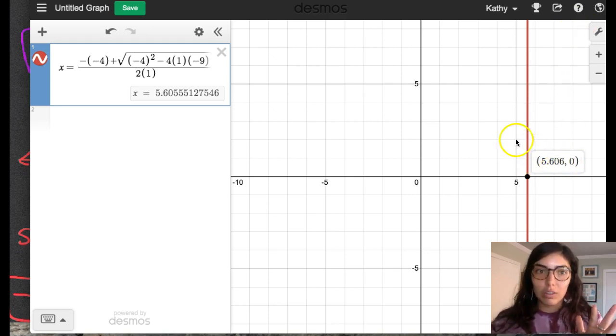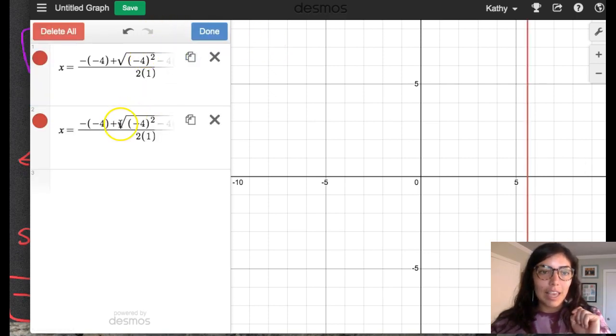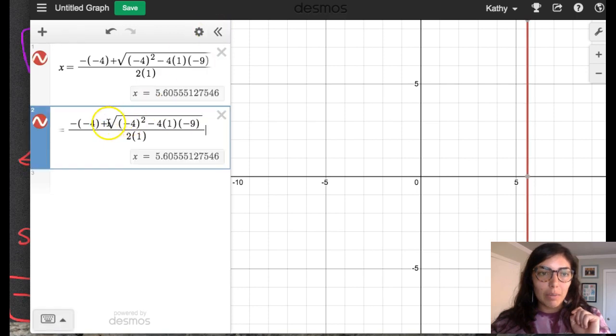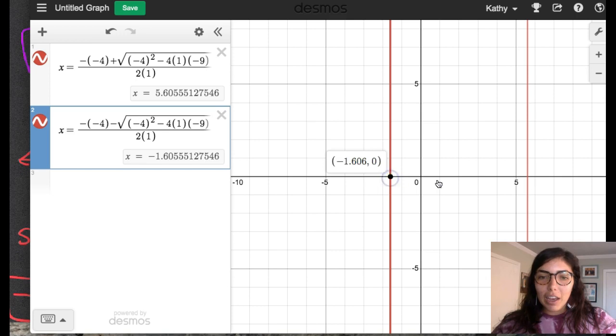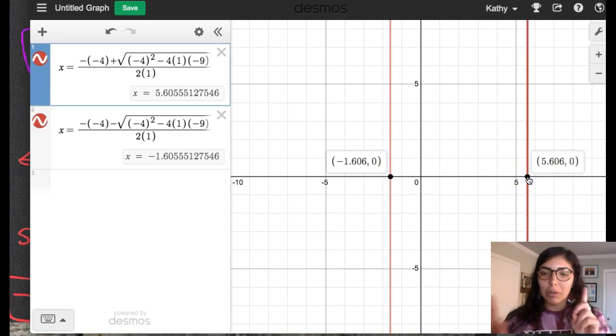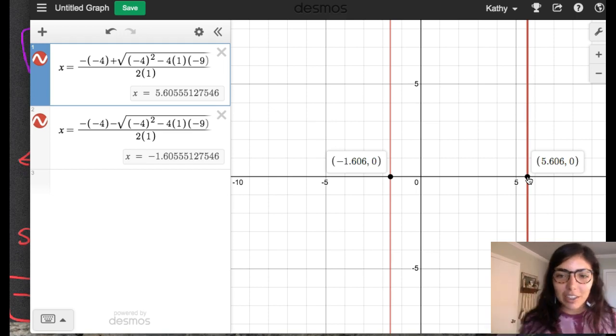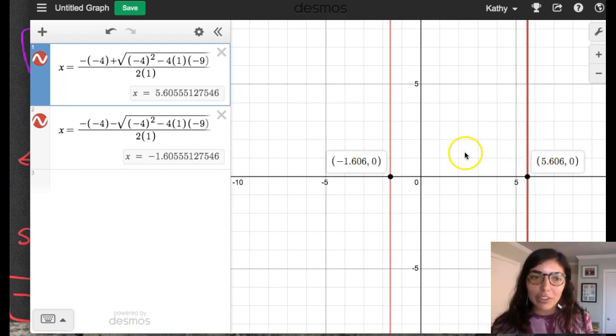Well, that's only one of the solutions, right? We need 2 solutions because we need to do both the plus and the minus version. So I'm going to change this plus to a minus, and it's going to give me another long repeating decimal that should look familiar to you. And I can round it by just clicking on the numbers in the graph. And these look familiar because these are actually the numbers we got when we graphed the equation, because again, you can solve quadratics in multiple ways.